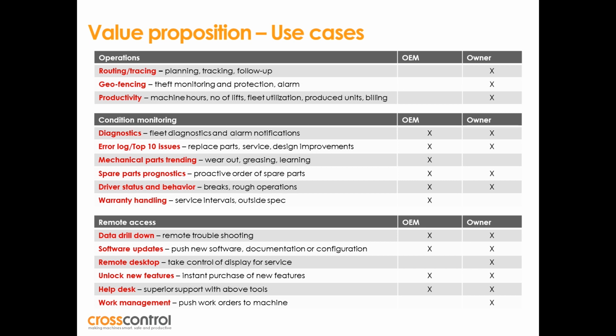Unlocking new features is another thing that is a possibility for you if you create a business model where you sell it as a standard first, and then you can add features which are still locked, but the customer can buy new features, and then you are able to unlock those from remote.